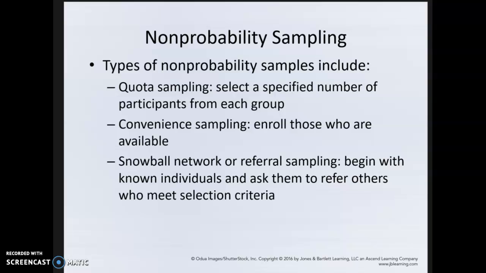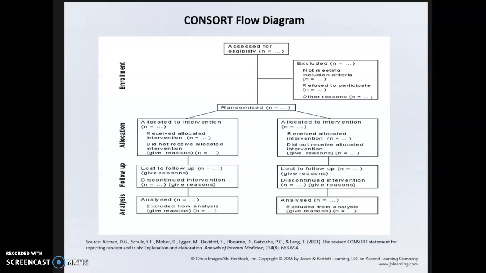So there are different types of non-probability sampling, and that's quota sampling, convenience sampling, which is very often used, enrolling those who are available. And very often when we do our studies in a particular organization, it's a convenience sample. And then snowball really works on the concept of referral sampling, so starting with some individuals and asking them to refer others. So that's one way to also do non-probability sampling. So this is just a flow design as far as CONSORT sampling.